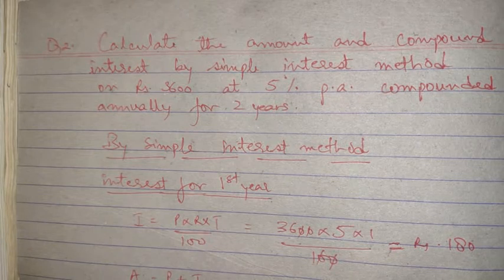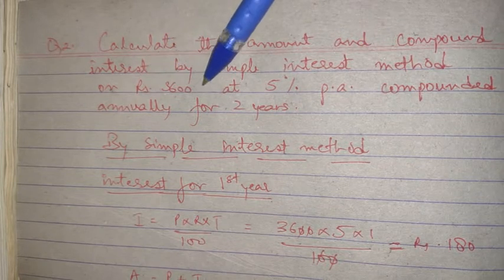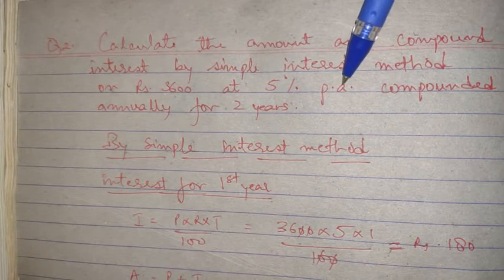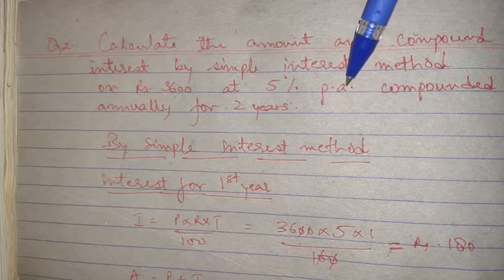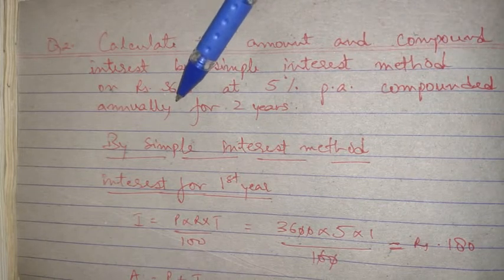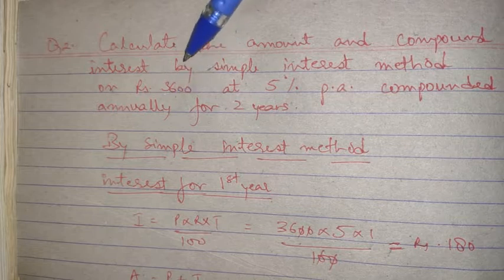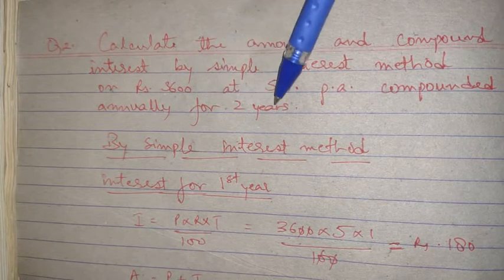So in this question, it is given: calculate the amount and compound interest by the simple interest method on rupees 3,600 at 5% PA. Again, PA stands for per annum, meaning per year. Compounded annually means the compound interest is applied on this principal for 2 years.